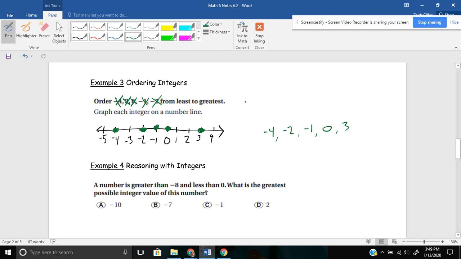Numbered from least to greatest, and you can see my number line was pretty handy there because I could just visually now go left to right and have it ordered from least to greatest.